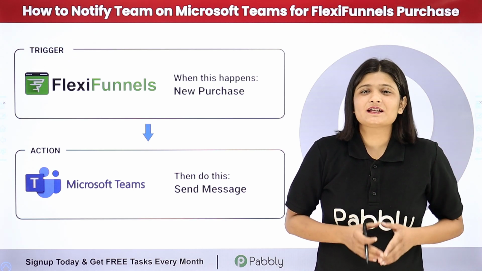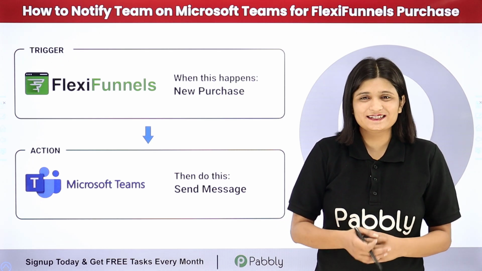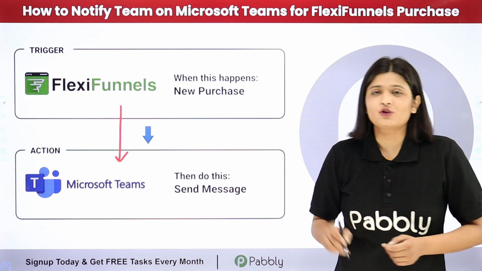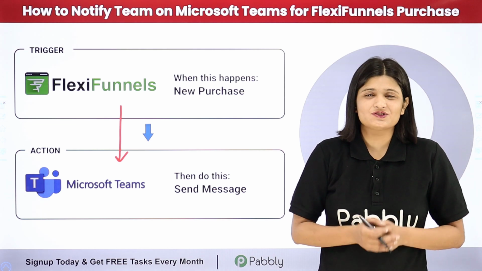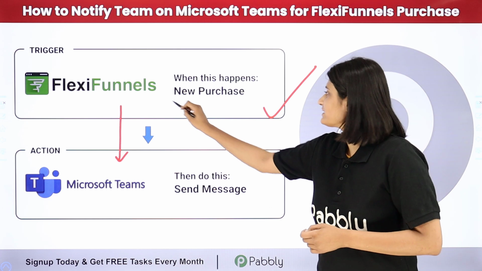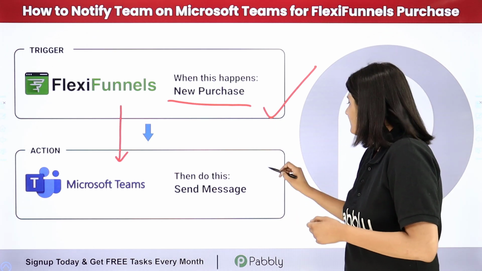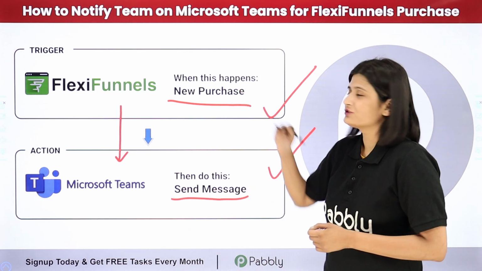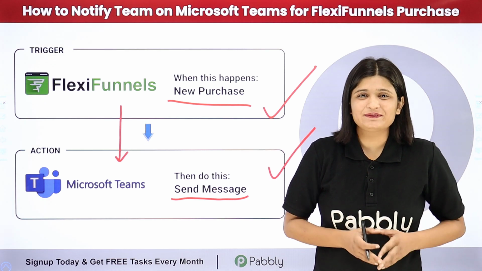So Pabbly Connect is an amazing automation and integration software which requires no coding or programming skills. Here I just need to build connection between FlexiFunnels and Microsoft Teams. Pabbly Connect runs on two principles, which is trigger and action. Here, as my trigger application, I am going to take FlexiFunnels where this new purchase will happen, and then in my action application, I am going to take Microsoft Teams where my team will be automatically notified about this new purchase. Now, if you want to learn this amazing automation step by step, then let me take you all to my screen.